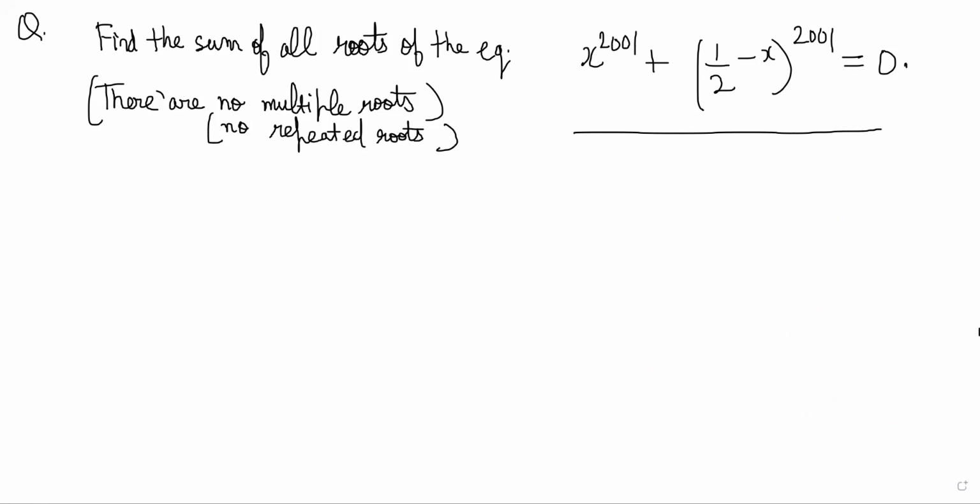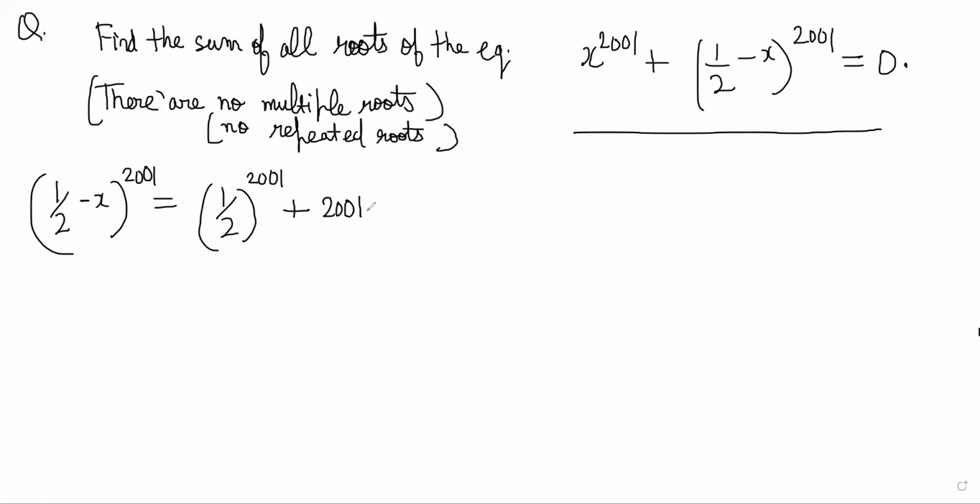Here if we try and expand (1/2 - x)^2001, the first term will be (1/2)^2001, and the second term will be 2001 into (1/2)^2000 into (-x)^1, right? Third term will be, just write a few terms, one second.